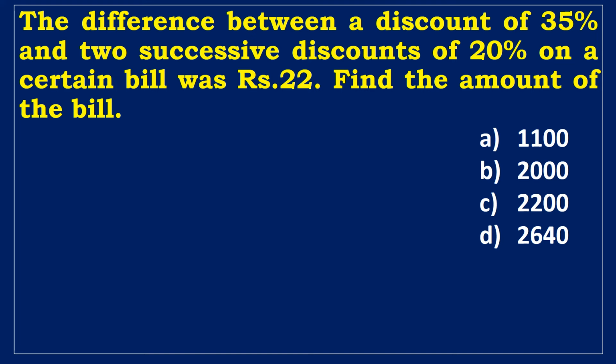The difference between a discount of 35% and two successive discounts of 20% on a certain bill was 22 rupees. Find the amount of the bill.